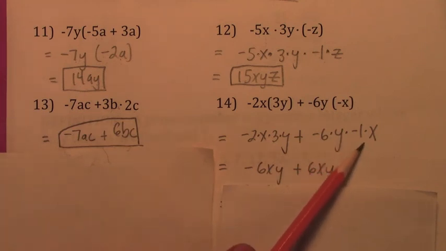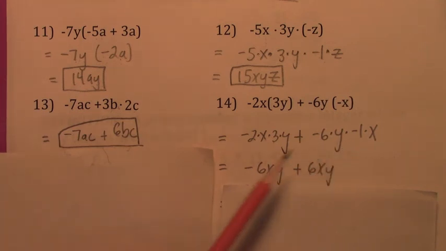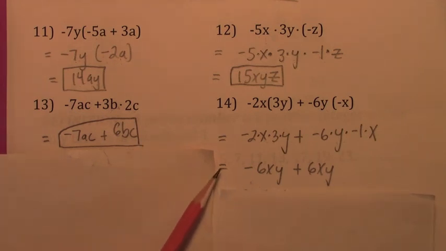Remember, you can change the order of the letters because of the commutative law. Are these like terms? Yeah, they are. So can you combine them? Yeah, you get 0. Negative 6xy plus 6xy is 0.